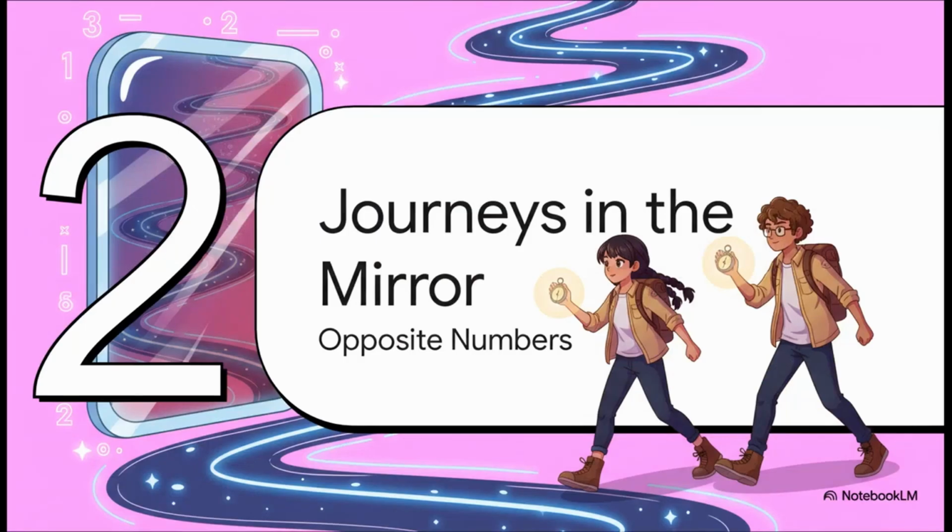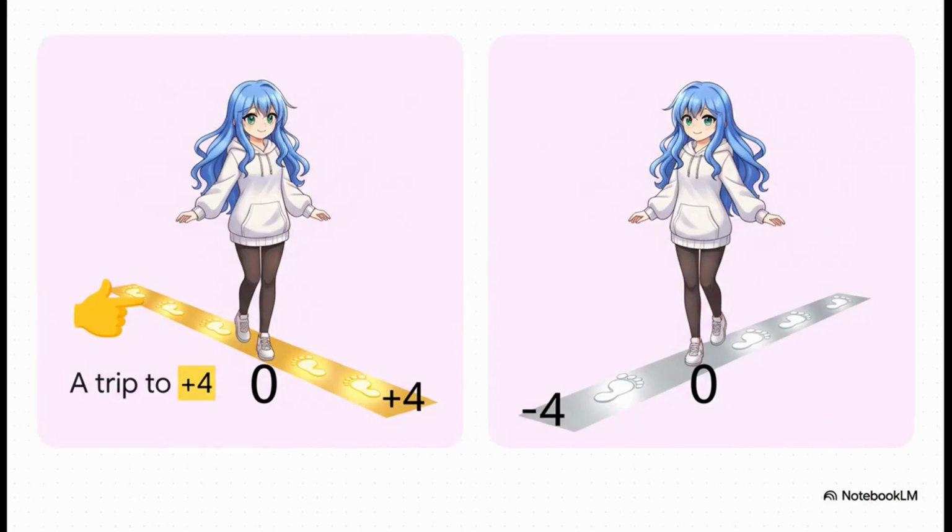Okay, so we've got our map all set up. Let's actually take a couple of trips. And as you're about to see, some journeys are, well, kind of like looking in a mirror. Imagine you take a walk 4 units to the right, and you land at positive 4. Great. Now you come all the way back to home base and take another trip. This time you walk 4 units to the left, ending up at negative 4.